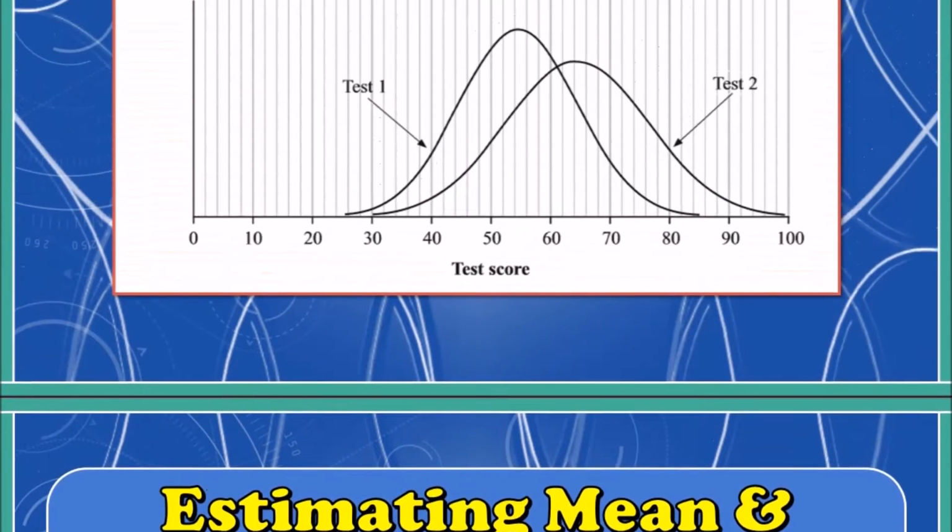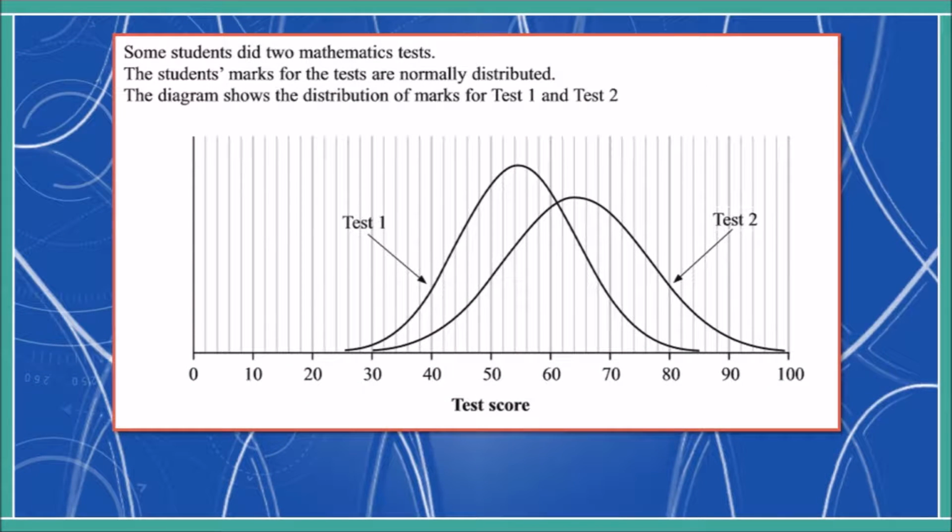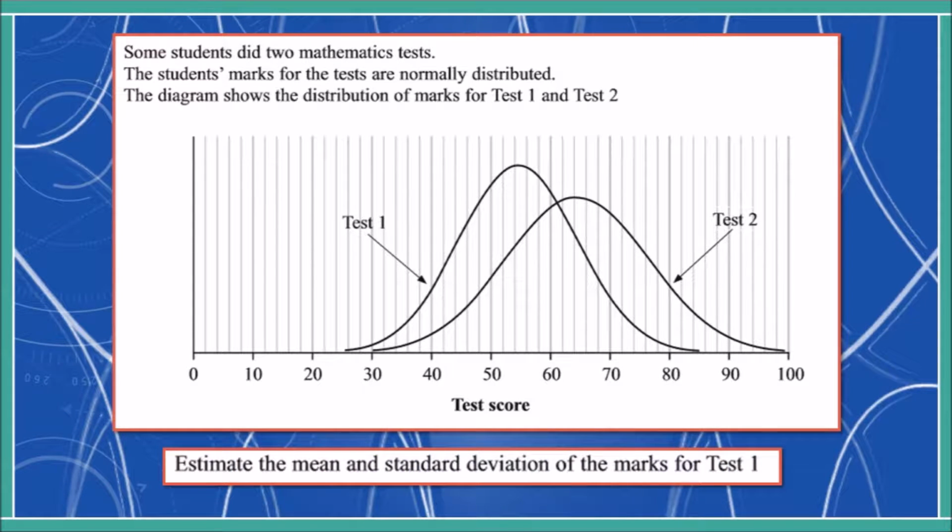So here's the problem, and what does it state? Well, it says that some students did 2 mathematics tests. The students' marks for the tests are normally distributed. The diagram shows the distribution of marks for test 1 and test 2. As you can see, we've got 2 bell curves, and in this particular example we're going to focus on estimating the mean and standard deviation of the marks for test 1. So ignoring test 2, let's just focus on the middle one, the first one.